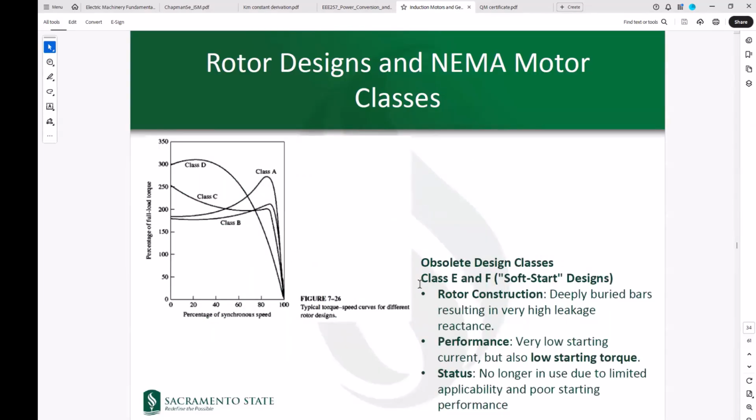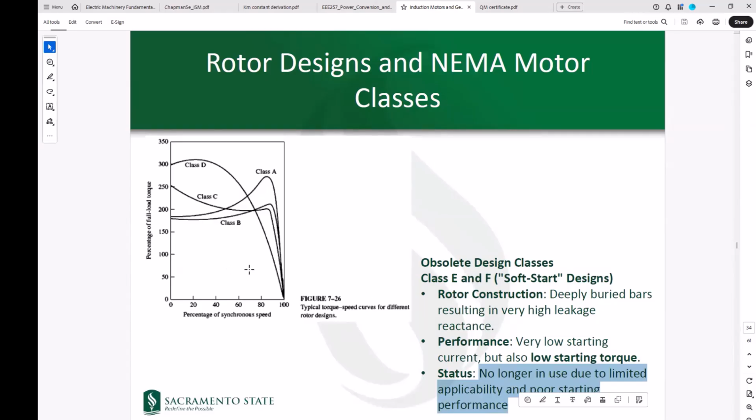And there are two obsolete design classes, which are Classes E and F, or soft start designs, where the rotor construction is deeply buried bars, resulting in very high leakage reactance. Their performance would be very low starting current, but also low starting torque. They're no longer in use due to limited applicability and poor starting performance.